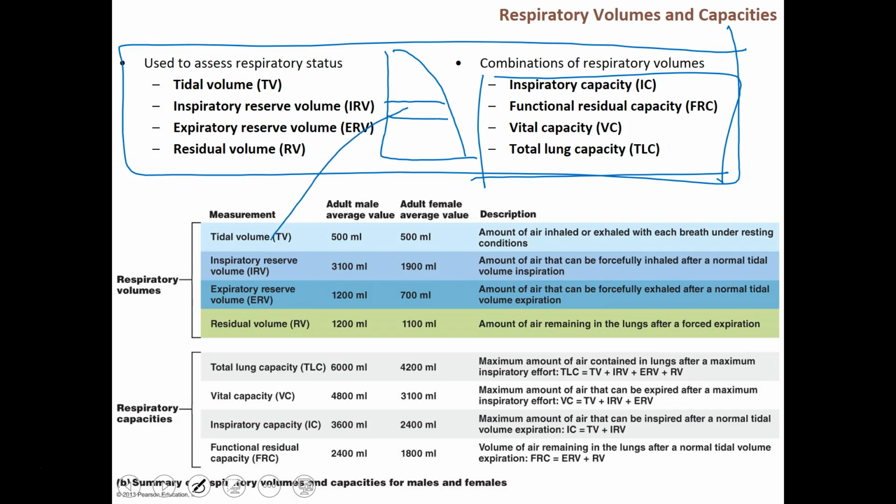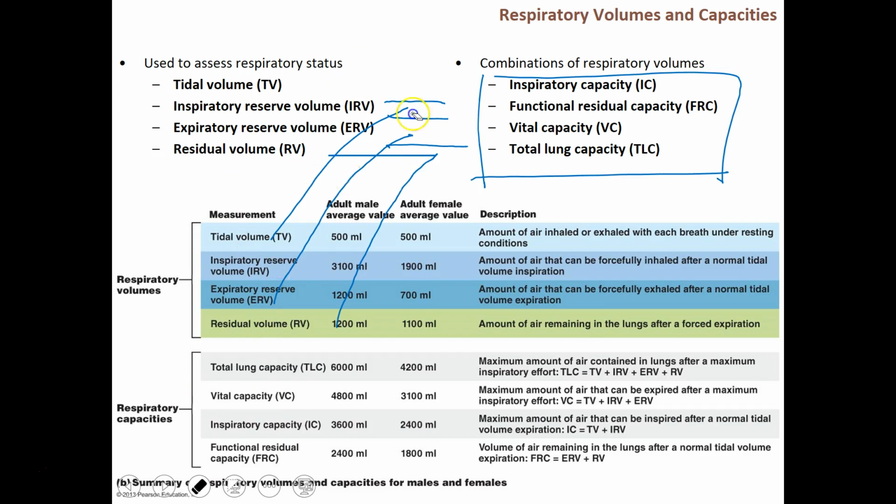Now, the volume that you can inspire on top of the tidal volume is going to be inspiratory reserve volume. Volume that you can expire on top of the tidal volume is expiratory reserve volume. And this, the volume that you can never get out of the lungs, because otherwise lungs would collapse. Volume that is left in the lungs after a complete expiratory effort is called residual volume.